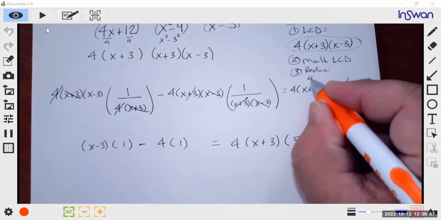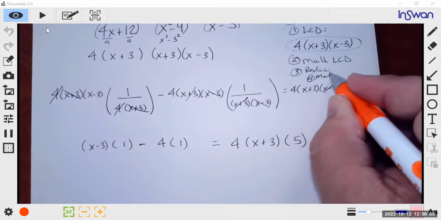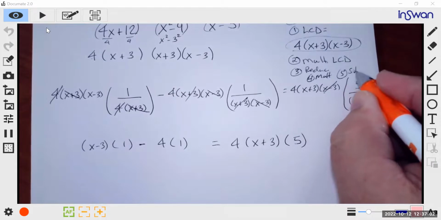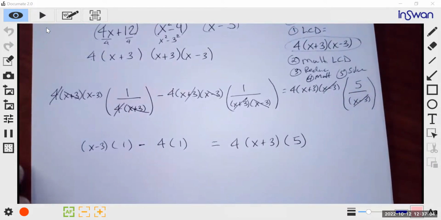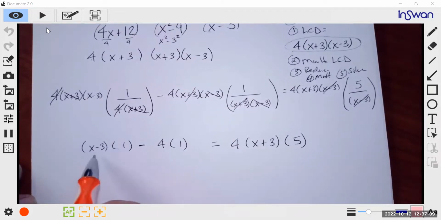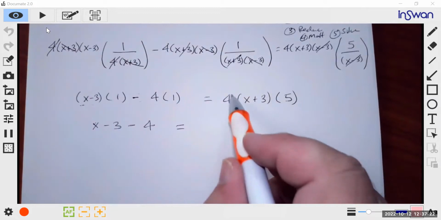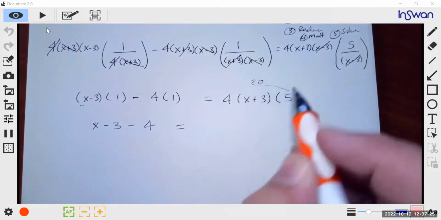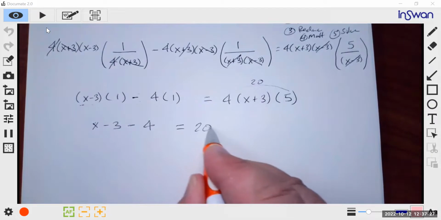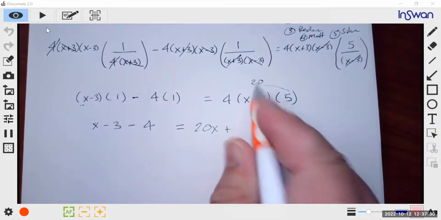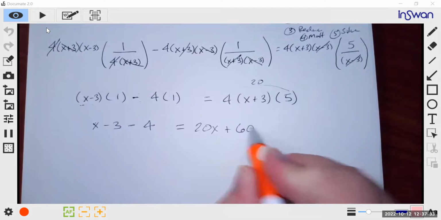Fourth step, multiply to get rid of the parentheses, and then solve. So x minus 3 times 1 is simply x minus 3. Negative times positive is negative. 4 times 1 is 4. 4 times 5 is 20. 20 times x is 20x. Positive times positive, 20 times 3 is 60.